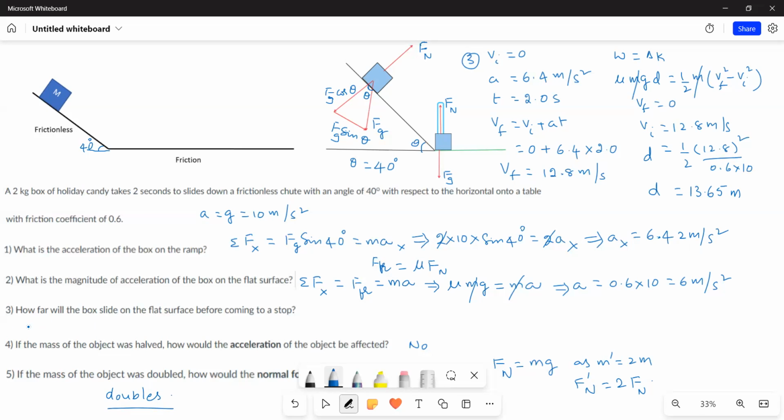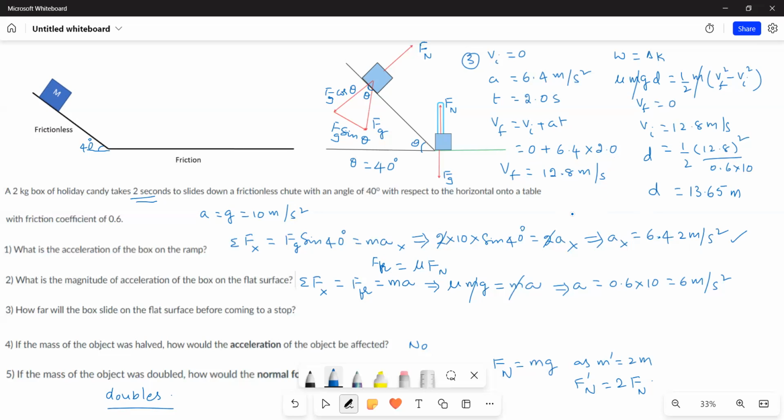Third bit. How far will the object slide on the flat surface before coming to a stop? Now I will find out the velocity at the end of the ramp. Initially, the object is at rest, that is why Va is equal to 0. Acceleration is equal to 6.4 meters per second squared. And then he gave t is equal to 2 seconds to come down the ramp. So I use the equation Vf is equal to Va plus at. Here Va is equal to 0, a is equal to 6.4, t is equal to 2. Therefore, Vf is equal to 12.8 meters per second.